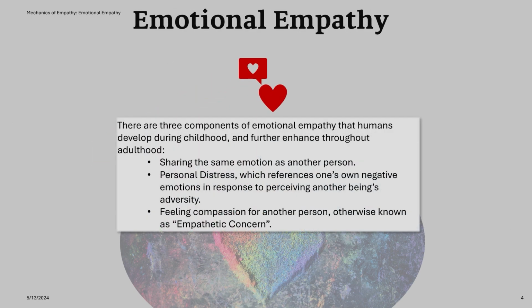Emotional empathy, the most overt of the 2 cognitive types, develops initially during childhood, then is honed during adulthood. It consists of 3 elements. First, sharing the same emotion as another person. Second, personal distress, which arises from observing or understanding the distress of another. And finally, feeling compassion, otherwise known as empathetic concern.